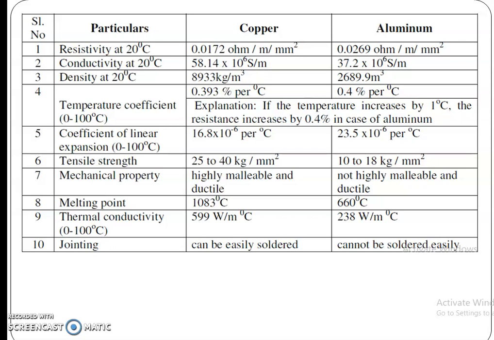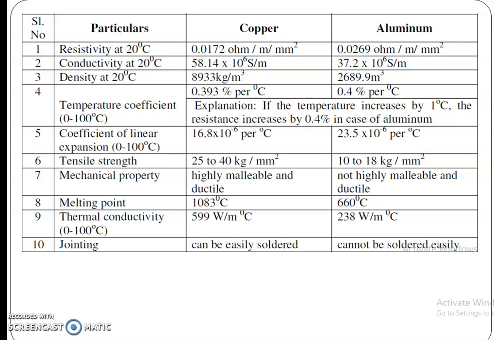Mechanical property with respect to copper: it is highly malleable and ductile. We can create thin sheets or thin wire without breaking as much as possible. But aluminum, if we check, is not highly malleable and ductile. We cannot make thin sheets and ductile wire without breaking as compared to copper.